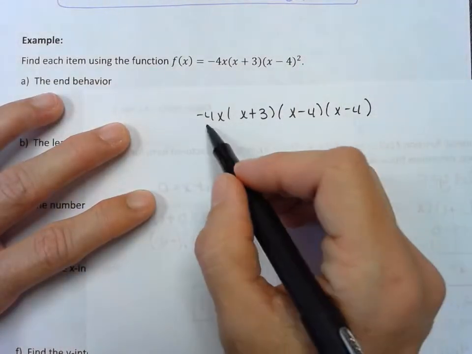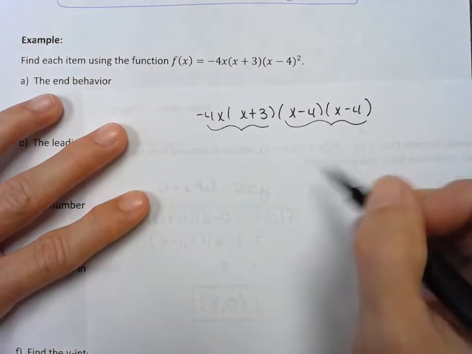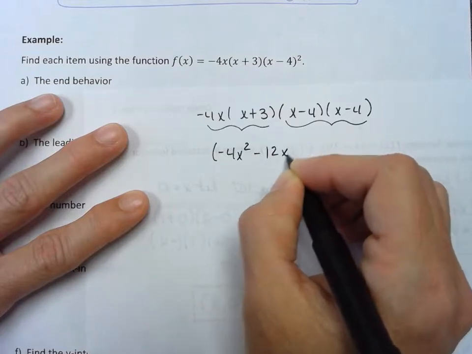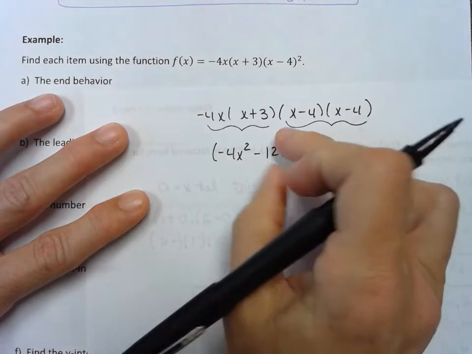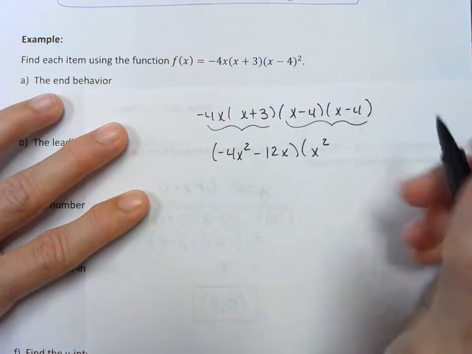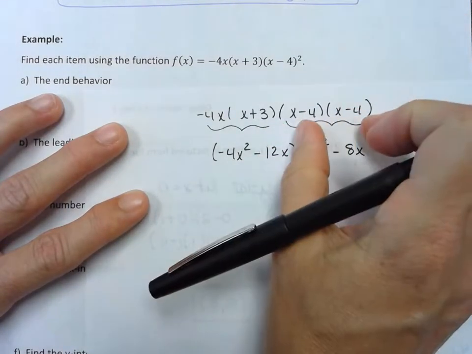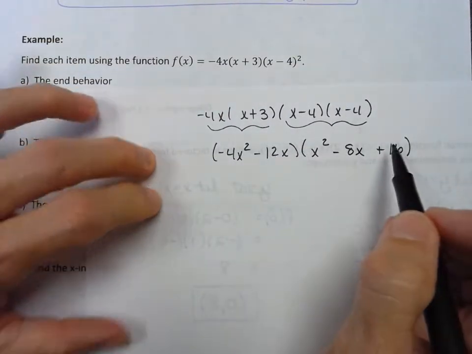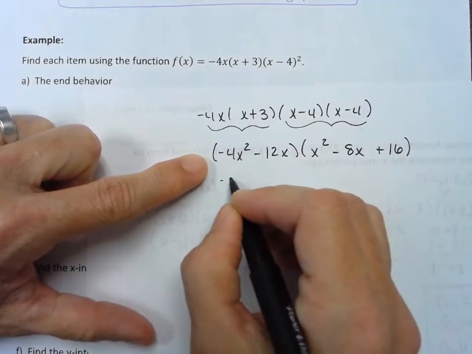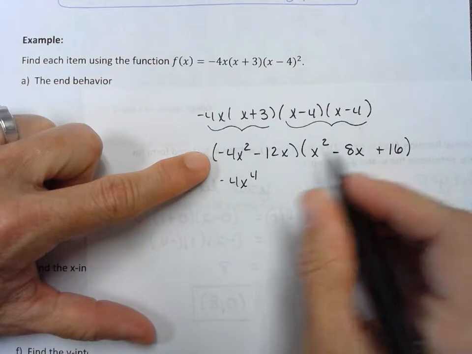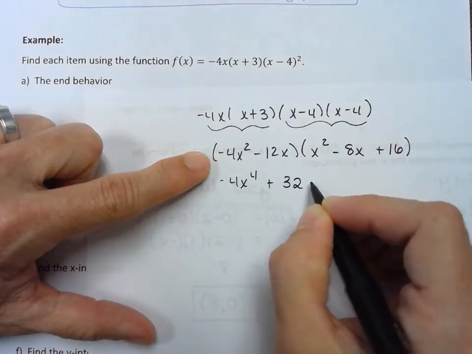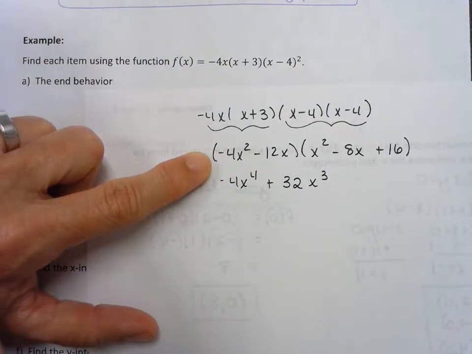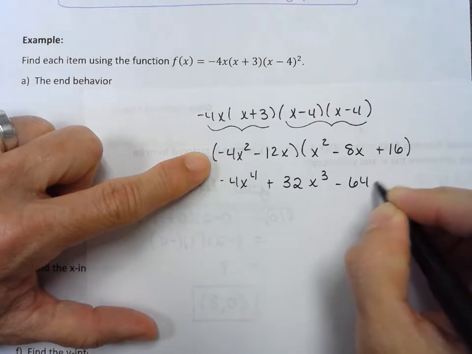So what I'm going to do is multiply these two and multiply these two, and then the answers I'll multiply those two. So we're going to get negative 4x squared minus 12x, and that's x squared. Negative 4x and negative 4x is negative 8x. Negative 4 times negative 4 is a positive 16. Okay, let's multiply all of these. Negative 4x squared times x squared. Negative 4x squared times negative 8x. Negative 4x squared times a positive 16 would be a negative 64x squared.